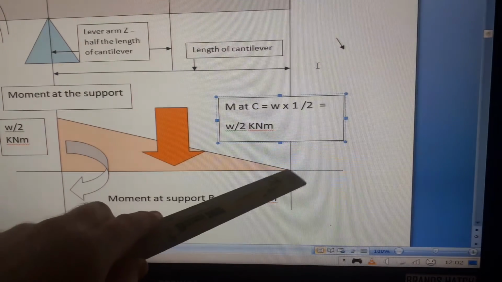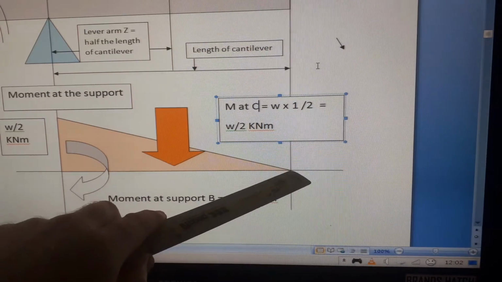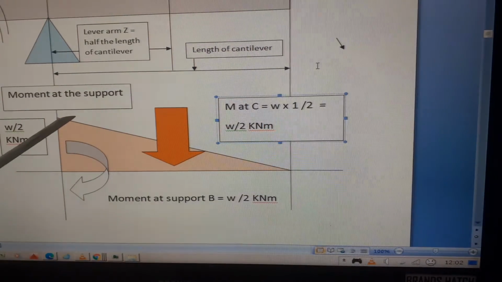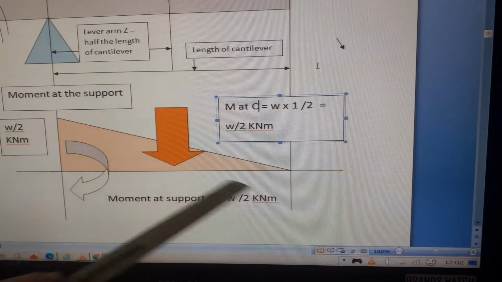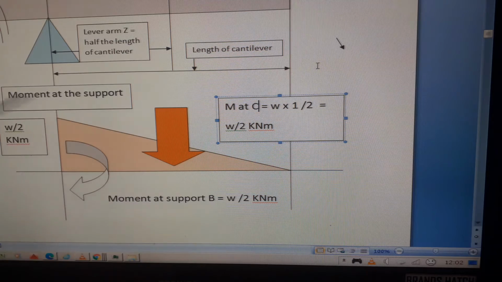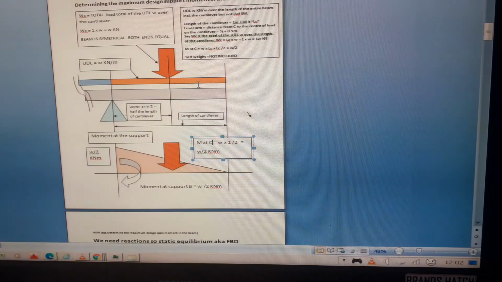So basically you get a triangular bending moment diagram, 0 at the edge of the cantilever, and obviously highest at the support with a maximum value of W over 2 kilonewton meters. It's clockwise at the right hand end and anti-clockwise from the left hand end. So that means we've got the bending moment at the supports C and B.